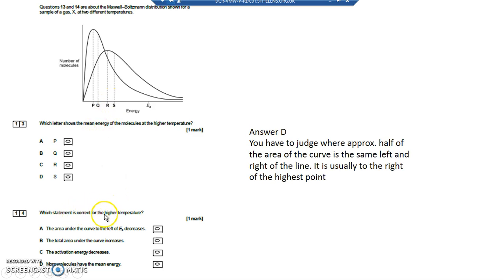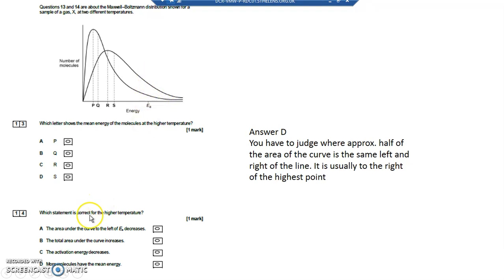Which statement is correct for the higher temperature? The area underneath the curve to the left of EA decreases, so there's the activation energy. So more particles have the activation energy at the higher temperature. So the area underneath the curve, and more particles for the higher energy. The area underneath the curve, which represents the number of particles that have the activation energy or above, is greater than at the lower temperature.